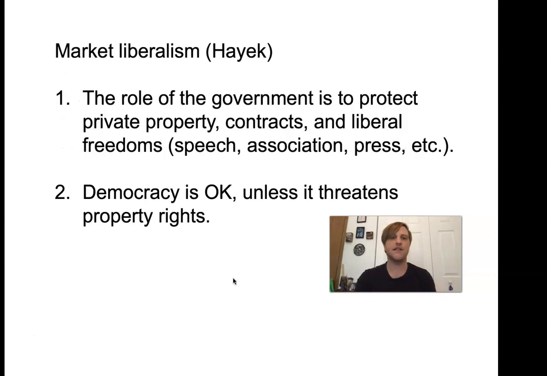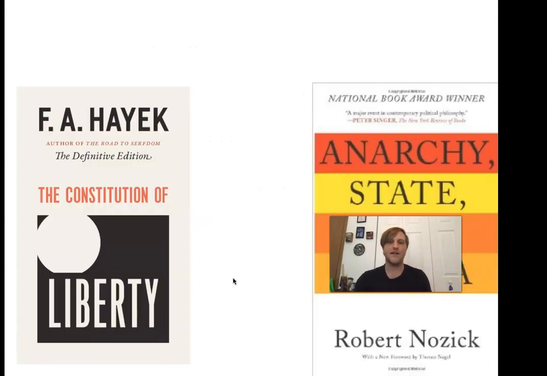Again, things to consider. So Hayek basically argued that the role of government is to protect private property, to ensure that you have basic liberal freedoms, such as freedom of speech, association, the free press, and so forth. Freedom of contracts, that you won't just sign contracts and have them be neglected or broken, and so on and so forth. And democracy is okay unless it threatens property rights. Again, this is a more radical argument coming from the libertarians there.